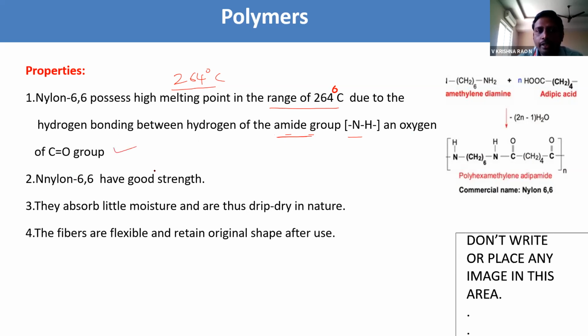Nylon 6,6 has good strength. It absorbs little moisture, so it is drip dry in nature, and the fibers are flexible and retain their original shape after use. The melting point is high, 264 degrees centigrade, because of hydrogen bonding between the hydrogen of amide groups and the oxygen of the carbonyl group, and it has good strength. It comes back to its original shape after use.